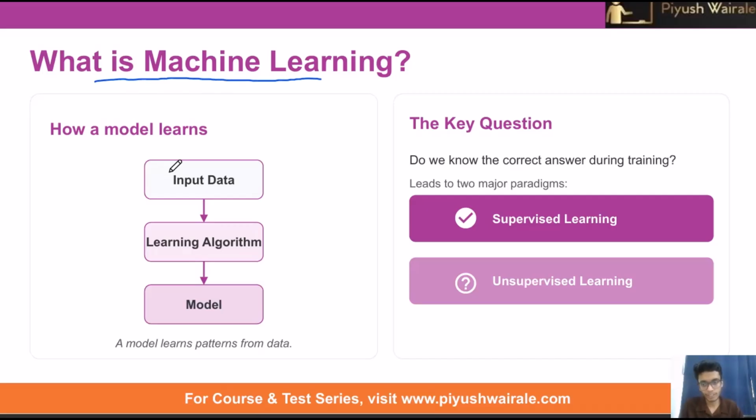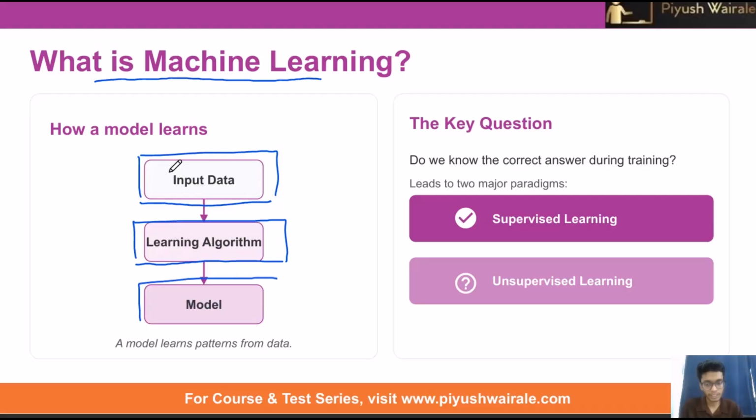We just saw in the last video, in machine learning, we provide the computer with some input data, and on the basis of those, it tries to learn the algorithm, tries to learn the pattern, and then creates some model which helps us with the prediction for future data points or new data sets, right? So basically, a model learns patterns from data in machine learning.